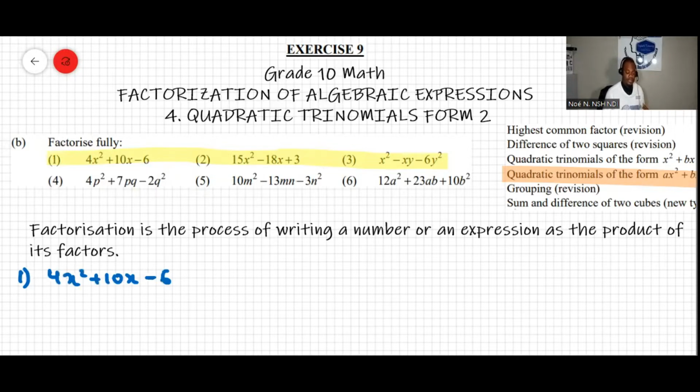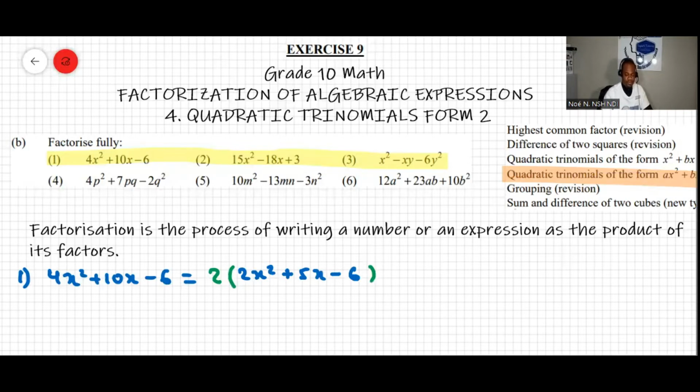Now it is basically the same. We can start by doing 4 times -6, but always look at the terms. Here it's 4, 10 and then -6. The terms have a common factor, which is 2. So this can be written as 2, open brackets, 2x² plus 5x minus 6, as 2 is the common factor of all the terms of this expression.